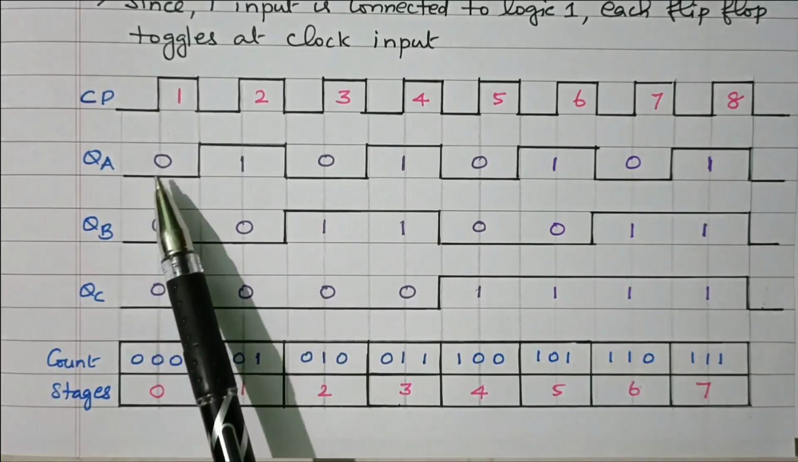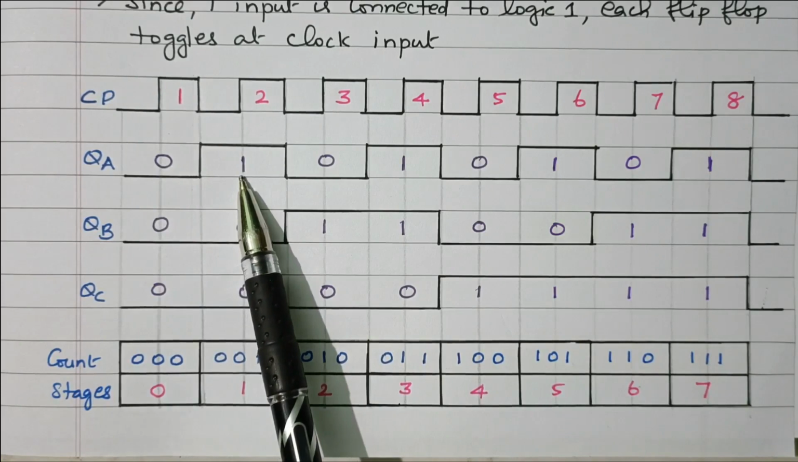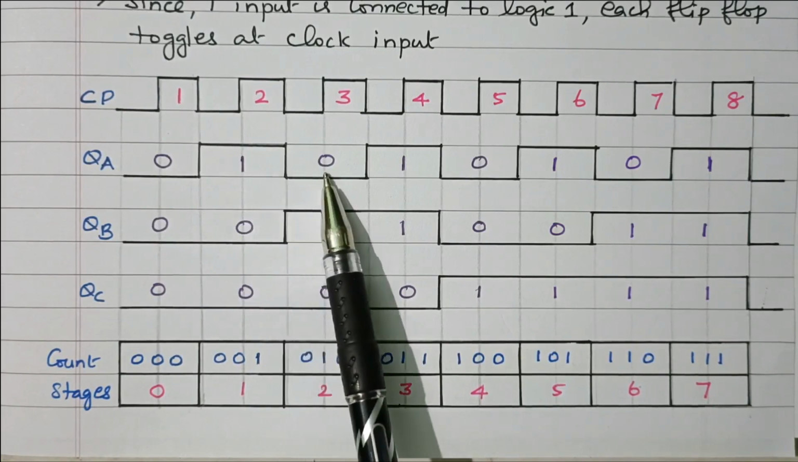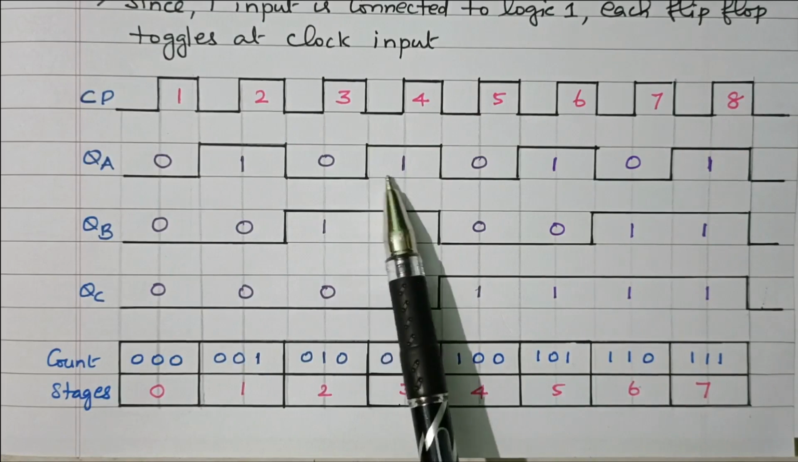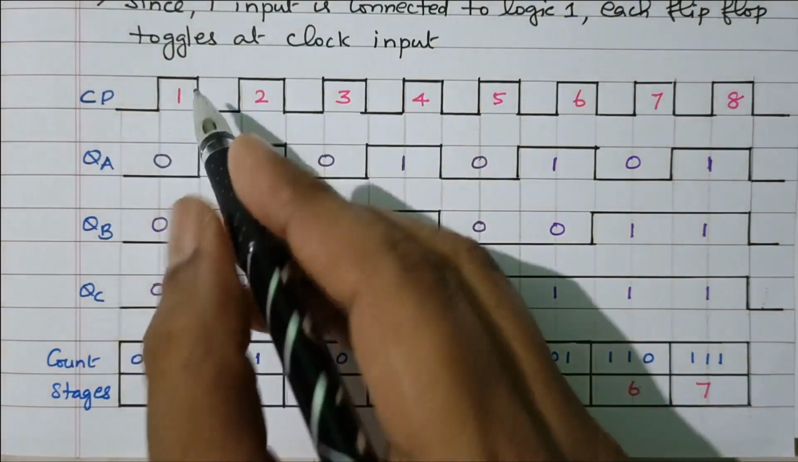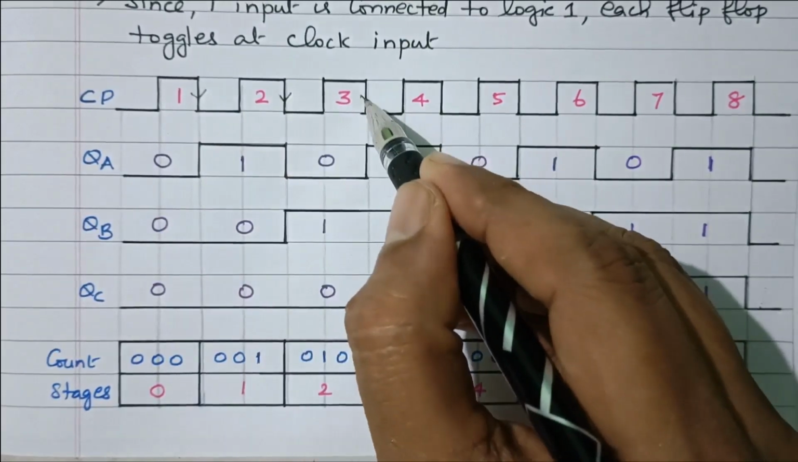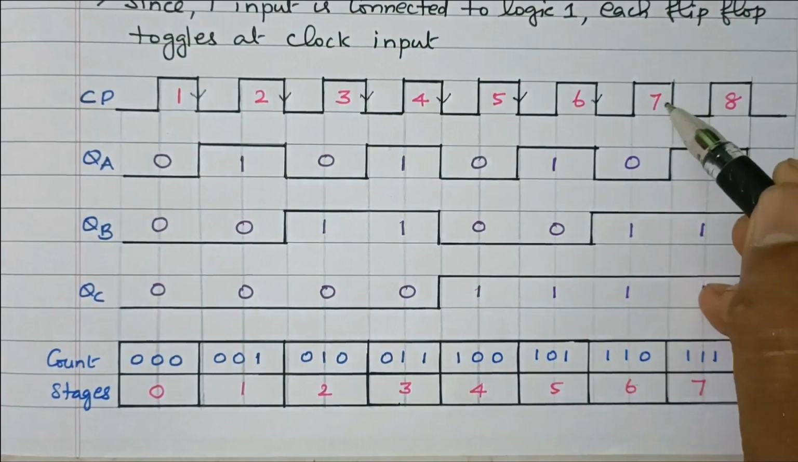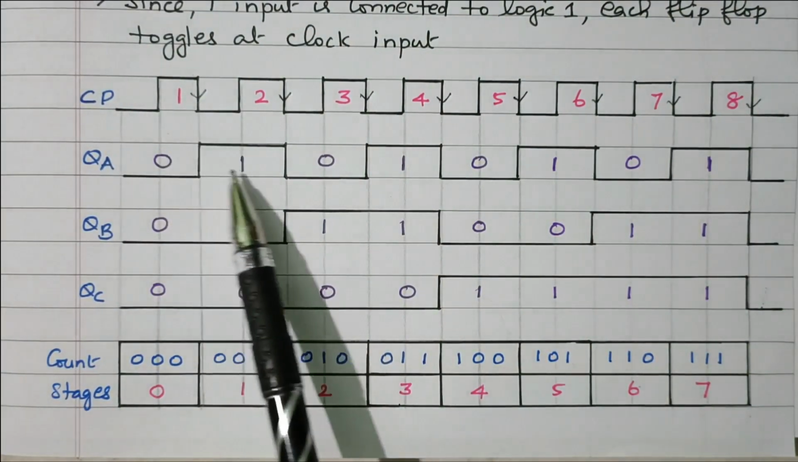So initially 0. So during this negative edge, 0 is changed to 1. This is positive edge. We have to refer only to this negative edge. Again during this negative edge, 1 is changed to 0. Again at the end of this negative edge, 0 to 1. Right. So due to the inverter, during every trailing edge, the output of the flip-flop will toggle. Right. So see here, at this point 0 changed to 1.